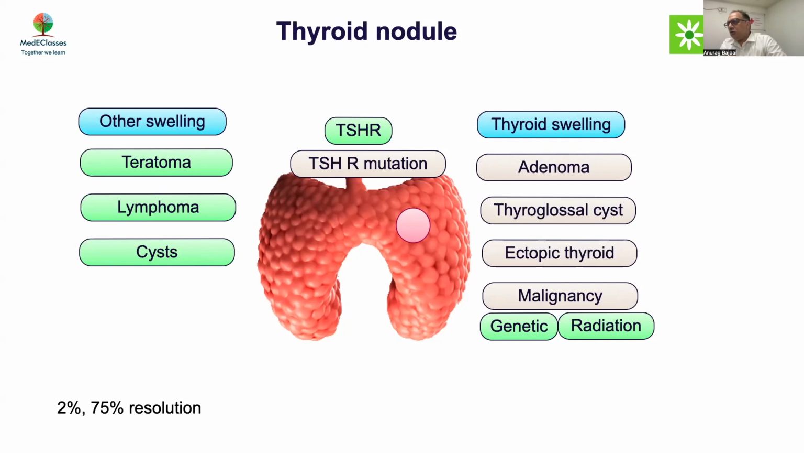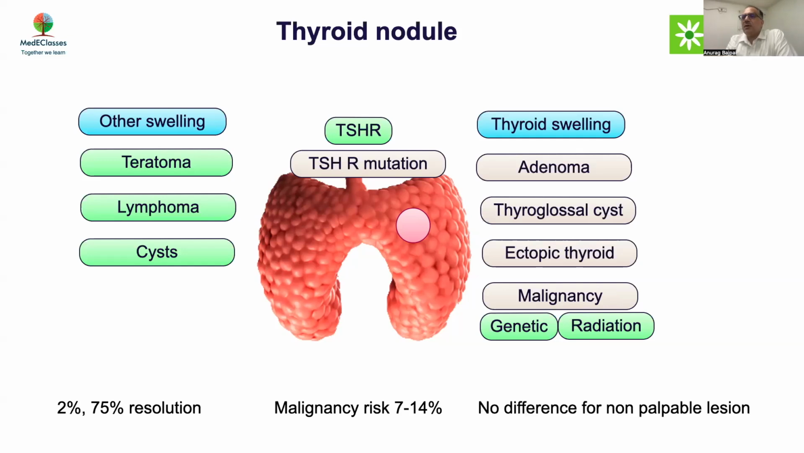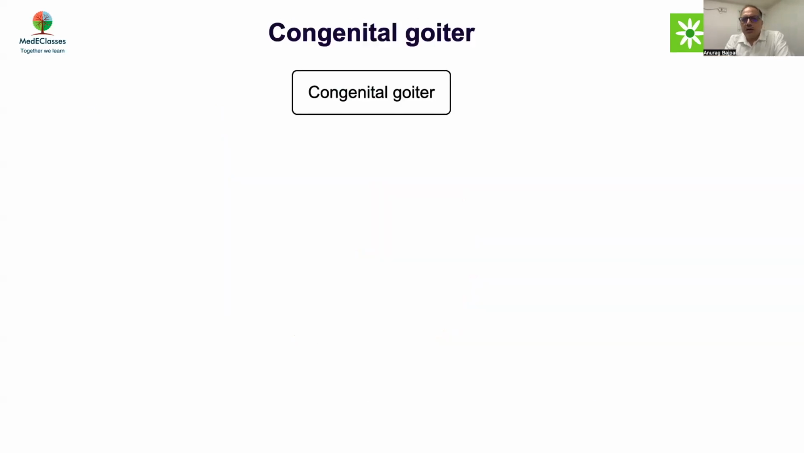Now, thyroid nodules in children are common. 2% of cases will have that, but if you follow them up over time, 75% of them are known to resolve over time. Malignancy risk is around 7 to 14%. Compared to adults, earlier we used to think it's much higher, but now it's pretty similar to the adult range of around 10%. And very importantly, if you find an incidental thyroid nodule versus a nodule which is detected by clinical examination, there's no difference in terms of malignancy outcome.